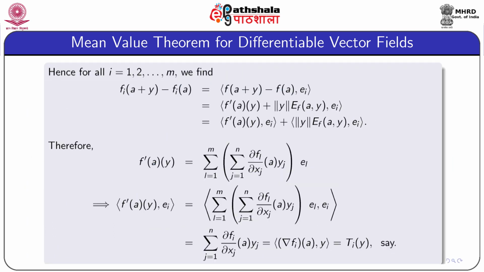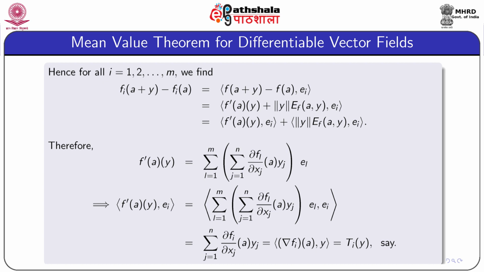Hence, for every i starting from 1 going up to m, we find Fi(a plus y) minus Fi(a) equals the inner product of F(a plus y) minus F(a) with ei. So, this equals the inner product of F'(a) y with ei plus the inner product of norm y E_F(a, y) with ei. Therefore, F'(a) y equals the summation l equal to 1 to m, summation j equal to 1 to n, of del Fl del xj at a, yj el.